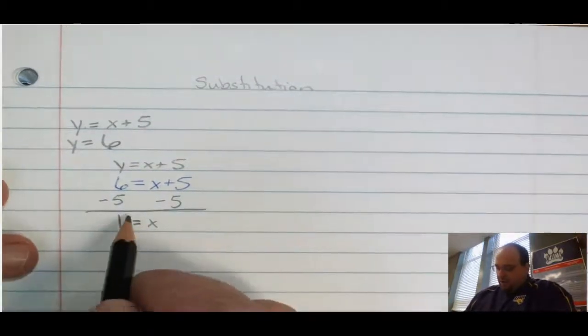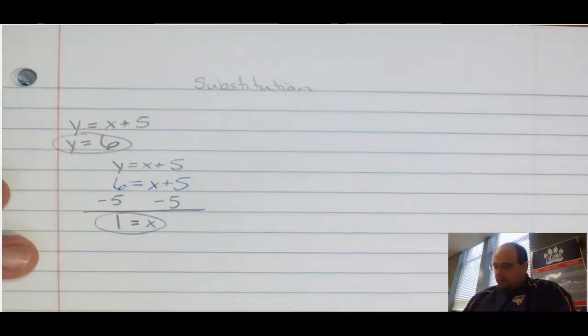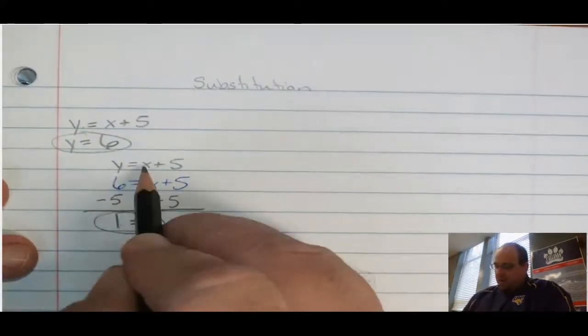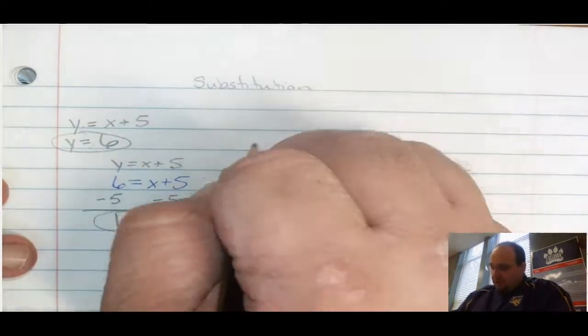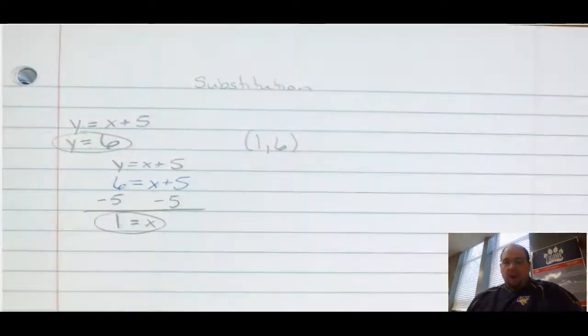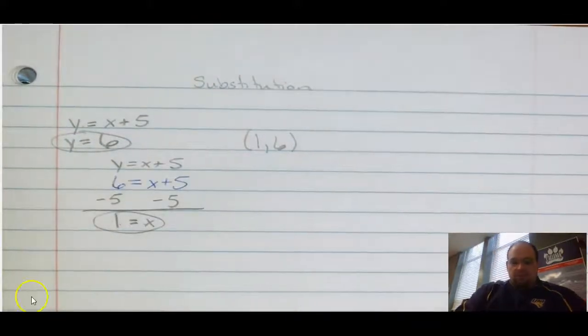So this is telling me x is equal to 1. I noticed at the start it told me what y was equal to. So x was equal to 1, y was equal to 6. So my solution for this one would be (1, 6). If I wanted to graph that, this is the solution of where those two meet.